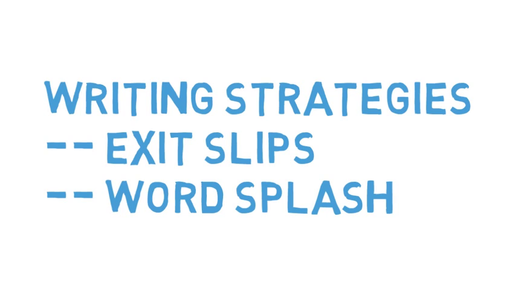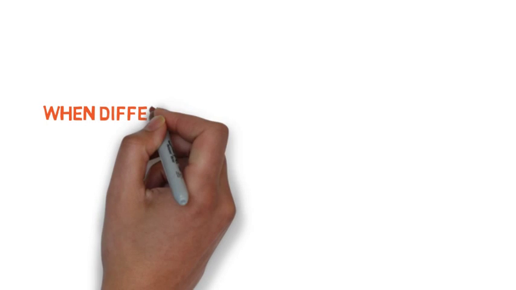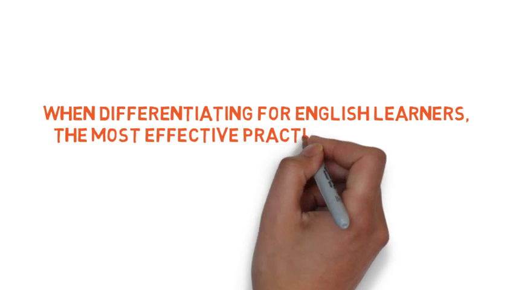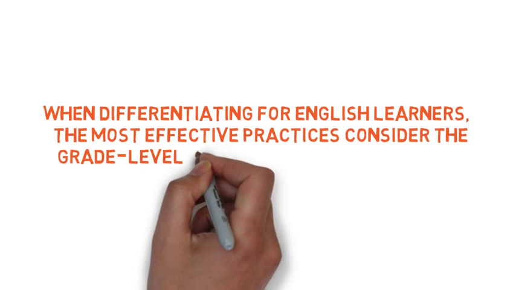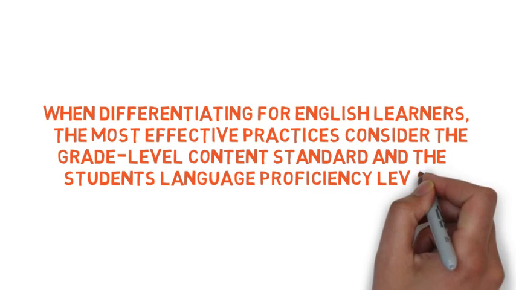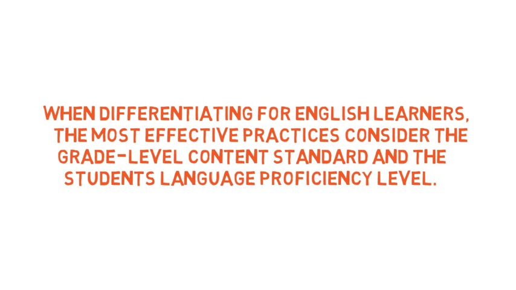When differentiating for English learners, the most effective practices consider the grade level content standard and the student's proficiency level. You will see that many of the strategies that we use for all of our students work well for English learners. We must consider their domains of listening, speaking, reading, and writing that we're trying to boost for their language proficiency to ensure that our differentiation is as effective for our content area learning as it is for language acquisition.